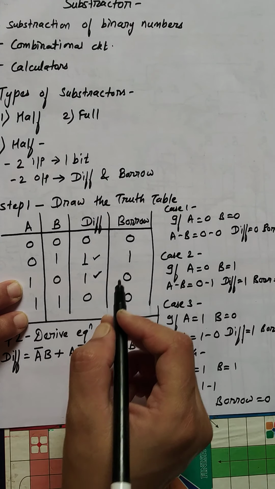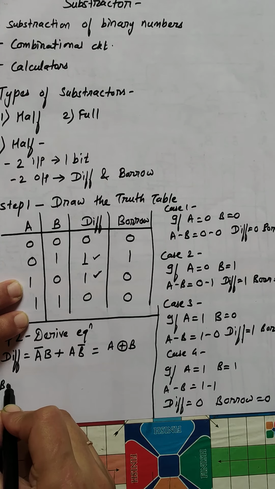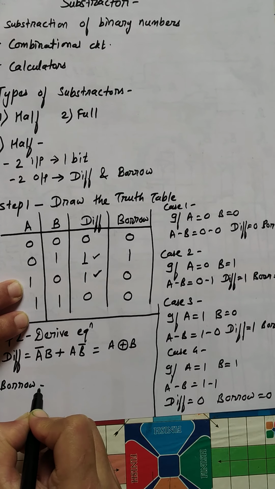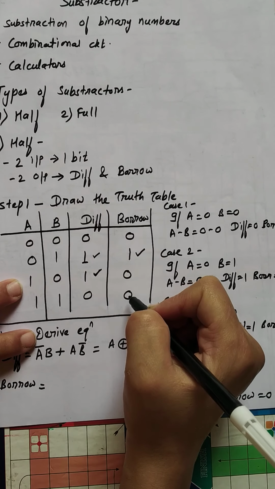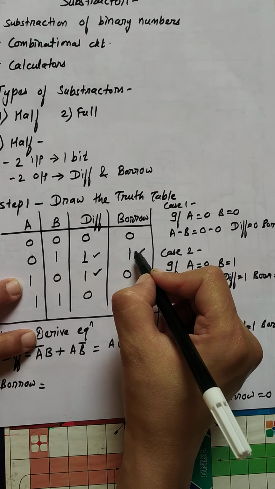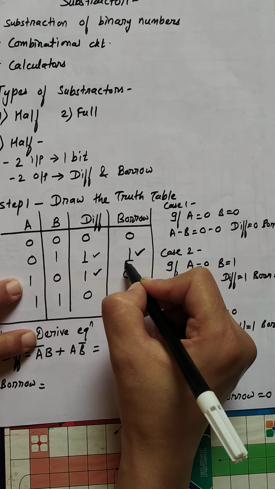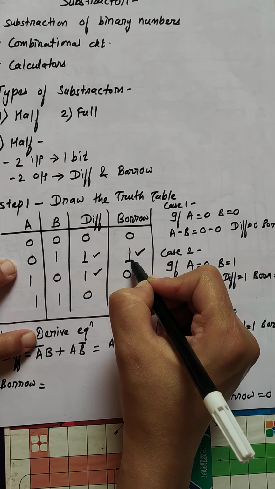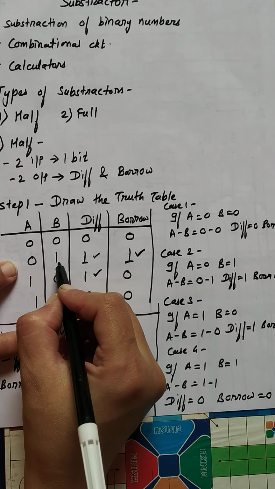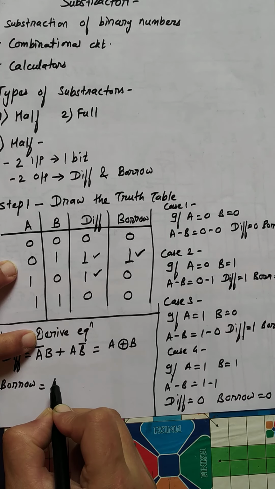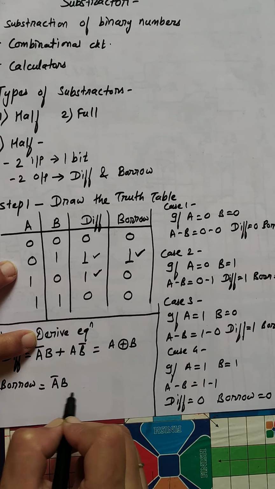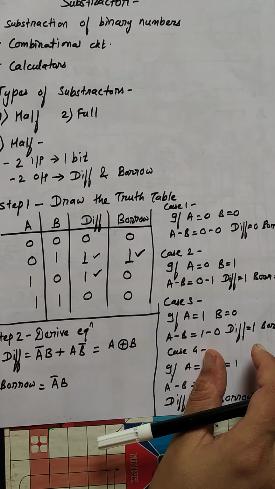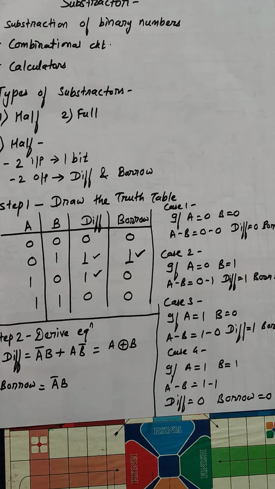Next I'll derive the equation for borrow. Here we can see that in the borrow output column, only one output is logic 1, right? So I'll write the product term for this. For this, input is A equal to 0 and B equal to 1, that means A bar B, and this cannot be further simplified. So what can I do here? Now just directly draw the circuit for this.